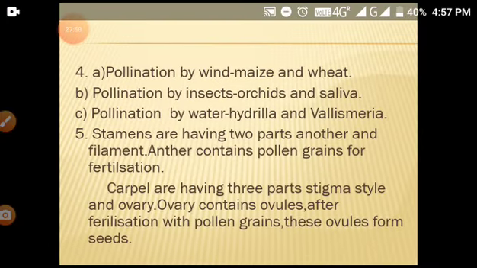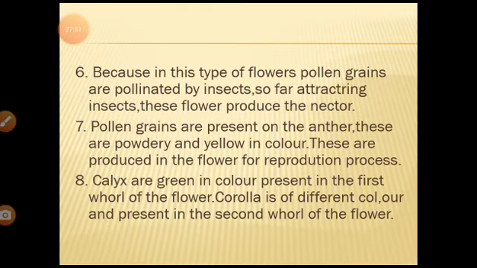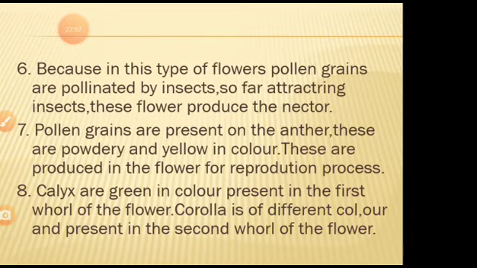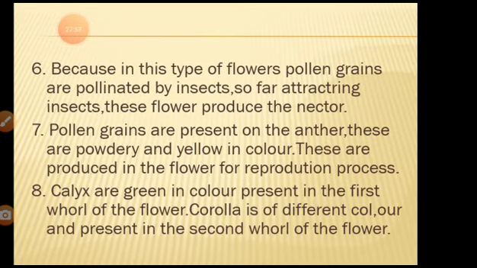Then answer number 6. In this type of flowers, pollen grains are pollinated by insects, so for attracting insects, these flowers produce nectar. Then the 7th: pollen grains are present on the anther. These are powdery and yellow in color. These are produced in the flower for the reproduction process.